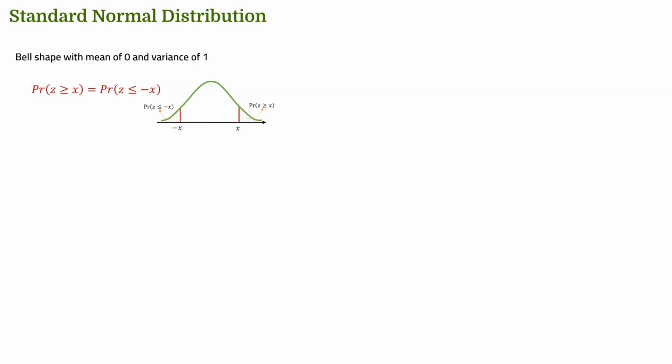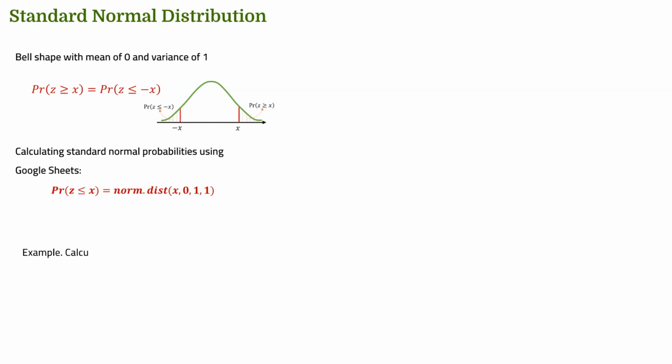Next topic is standard normal distribution. It is bell-shaped with the mean of 0 and variance of 1. Here you see it in the figure. It is bell-shaped and it is symmetric. That means the probability of z greater than or equal to x is equal to the probability of z less than or equal to minus x. For calculating the probability in Google Sheet, we use NORM.DIST(x,0,1,1). So the probability of z less than or equal to x is calculated by this function.